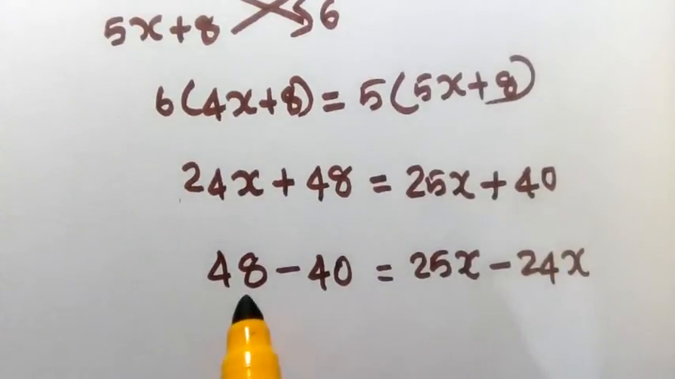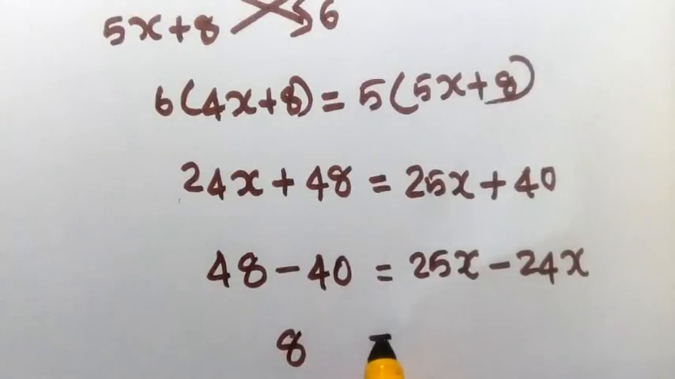Now we have 48 minus 40. 48 minus 40 is 8 is equal to 25x minus 24x. It is 1x, that is x. So x is equal to 8.